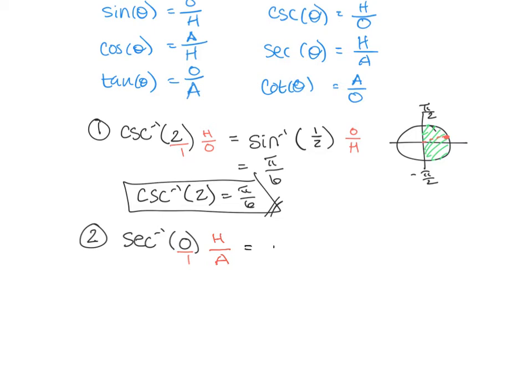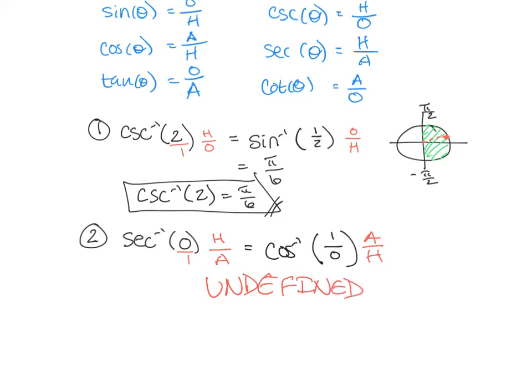So this is really going to be cosine inverse of 1 over 0, or adjacent over hypotenuse. Only problem with this is you can't divide by 0. That's really bad. Don't do that. So here, our answer is undefined. So it is possible to have undefined or no solution or something like that. So just keep in mind, if you're finding things getting weird, this may be a possible answer.